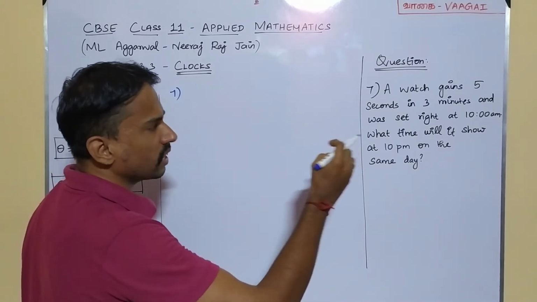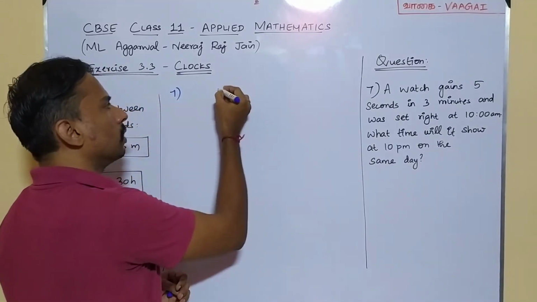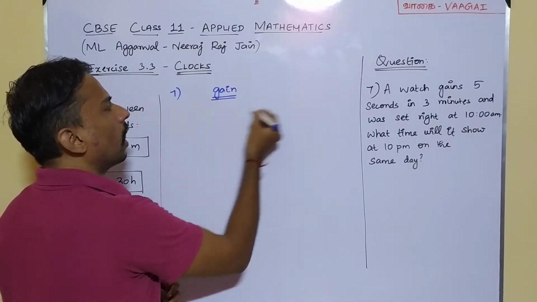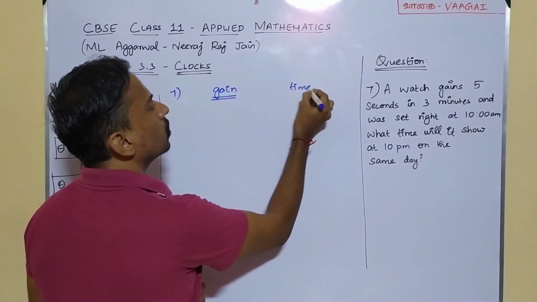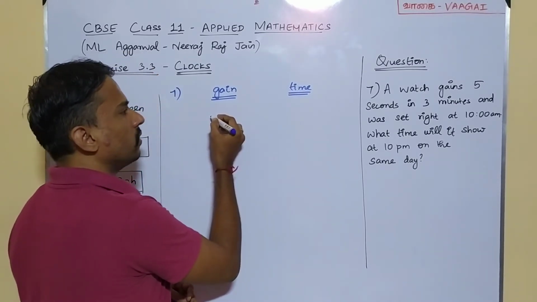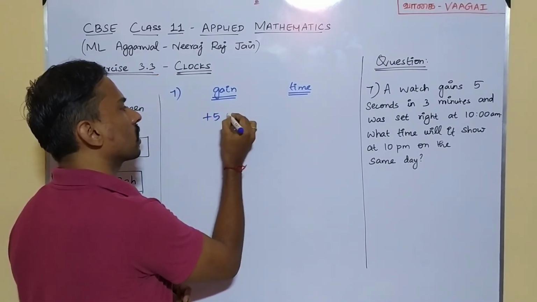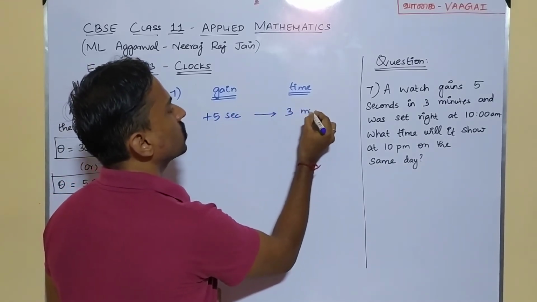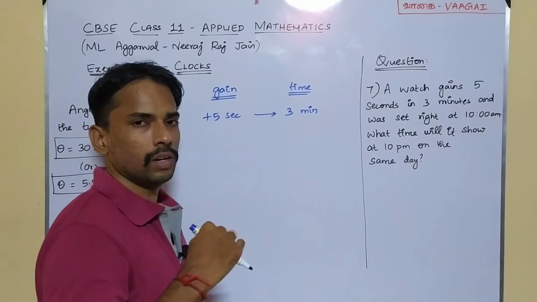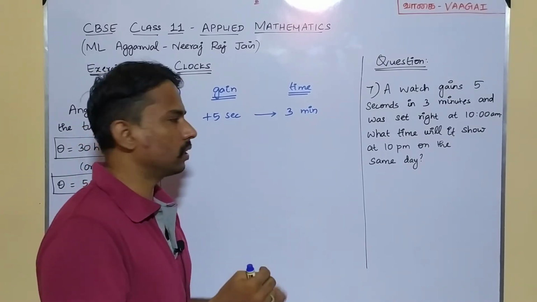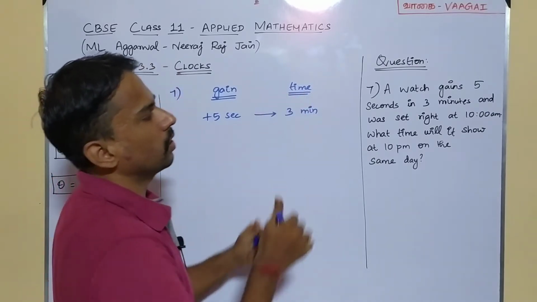The watch gains 5 seconds in 3 minutes. Let me write what time it is gaining and in how much time. It is going to gain 5 seconds, so plus 5 seconds in 3 minutes. That means for every 3 minutes the clock will run 5 seconds extra. That is what this statement is telling.